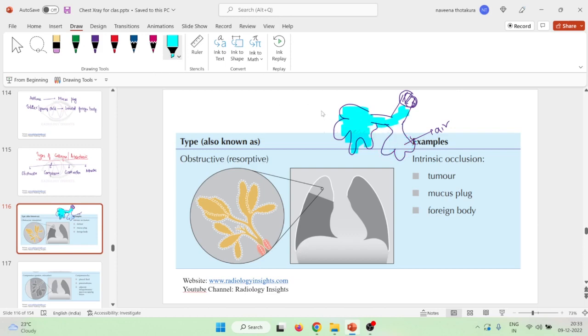But slowly, because oxygen is taken in, this air is absorbed. The whole air which is present inside is absorbed into our body through the capillaries. Slowly this part of the lobe becomes collapsed because there is no air. So this is called obstructive atelectasis.